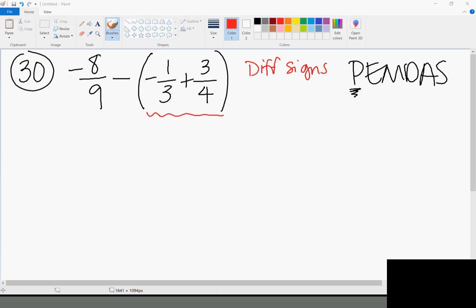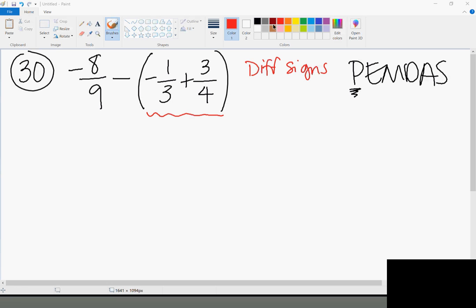Which do y'all think is larger, 1/3 or 3/4? What do you think? Anybody can type it or shout it. Ignore the negative. Which is a bigger value, 3/4 or 1/3? 3/4. Perfect, 3/4. The way to think about that is 3/4 is really close to 1, close to 4/4. So we're going to keep the sign of 3/4. So it's going to be a positive, and then we have to subtract 3/4 and 1/3.